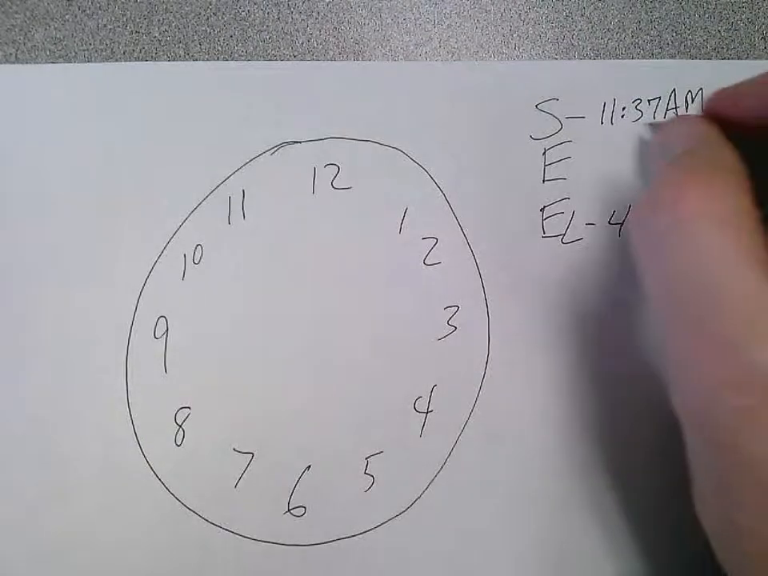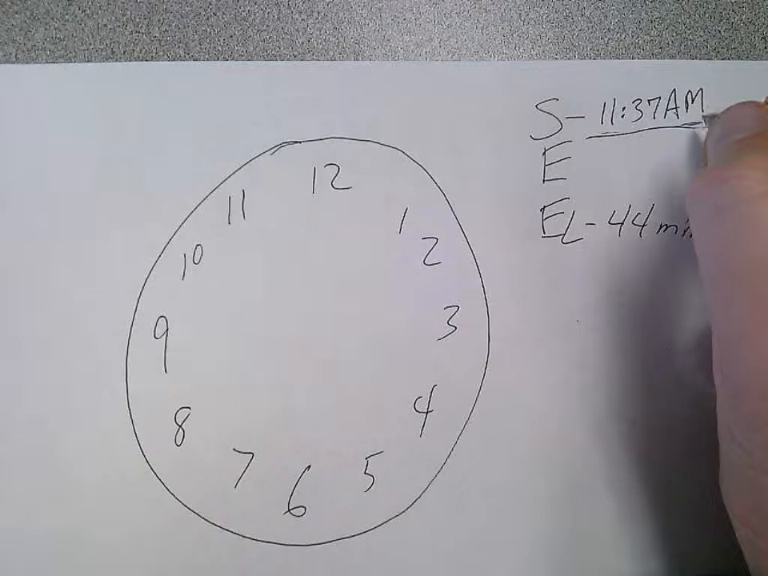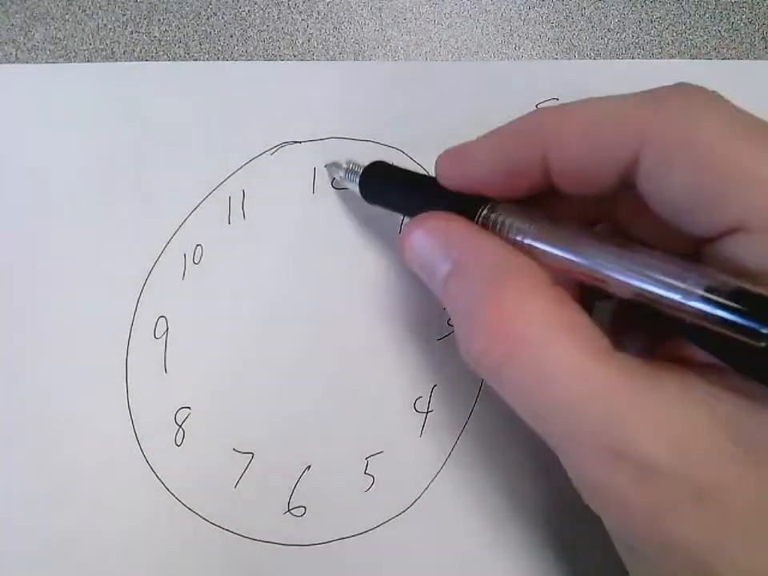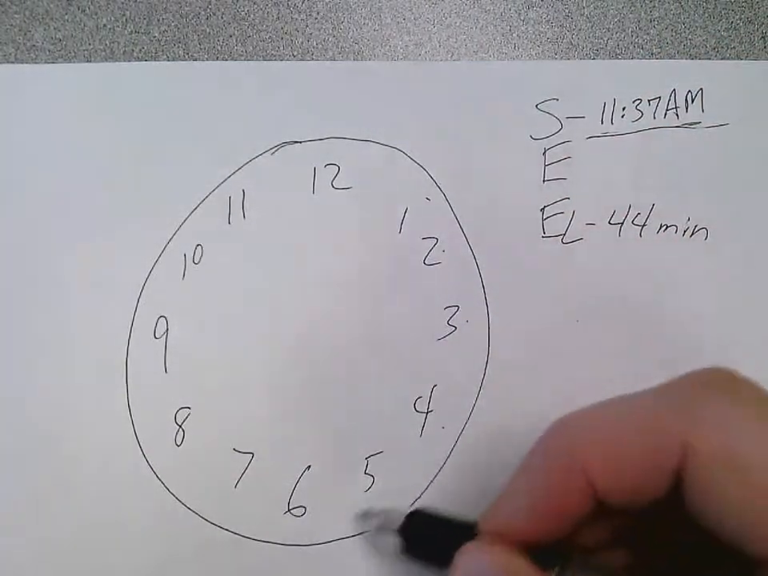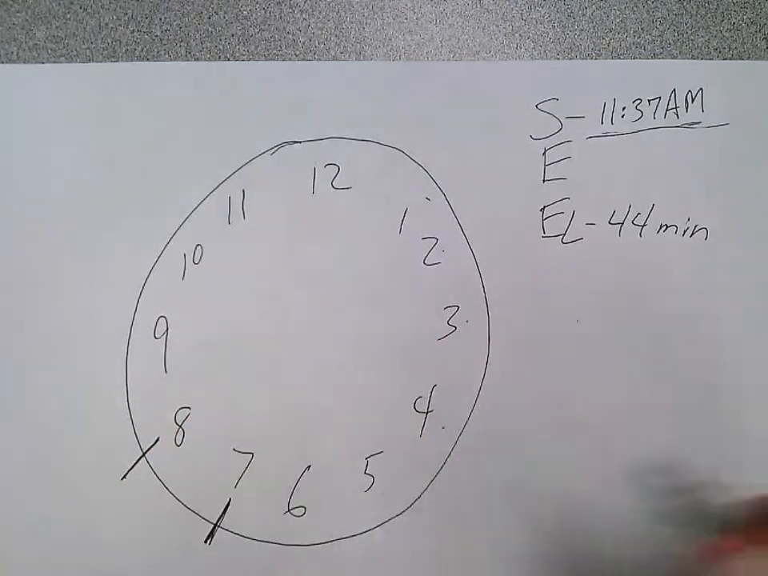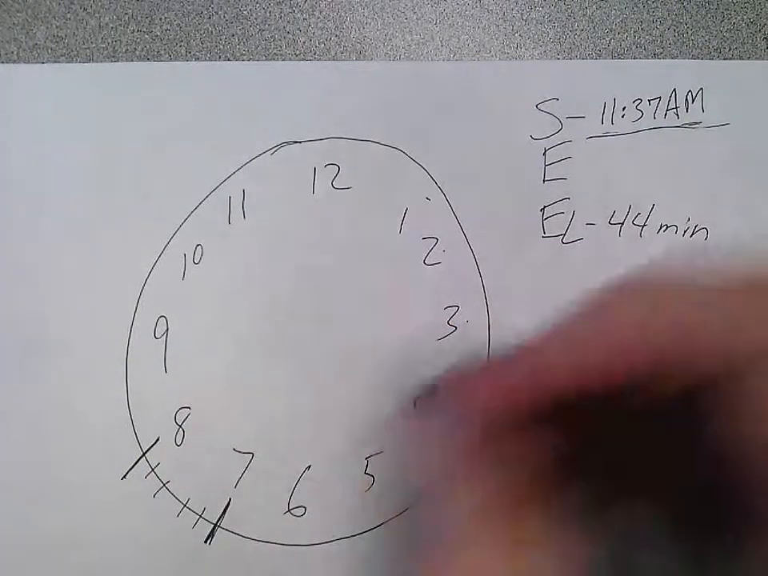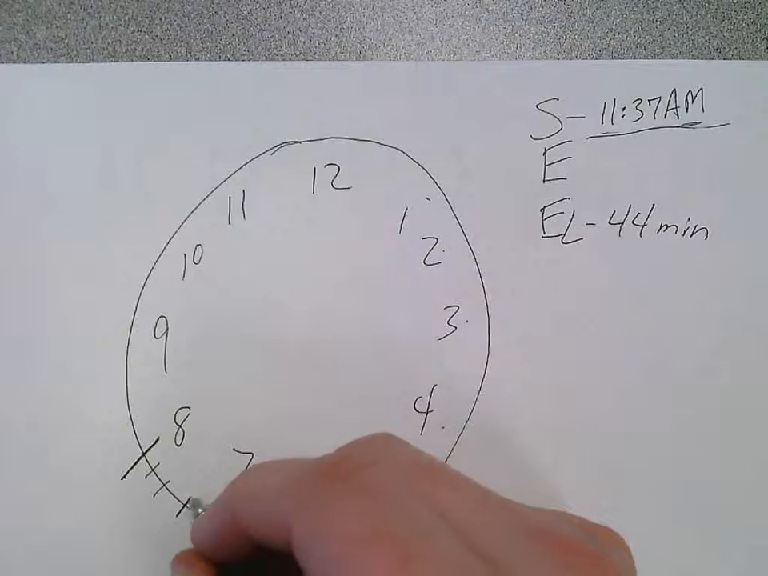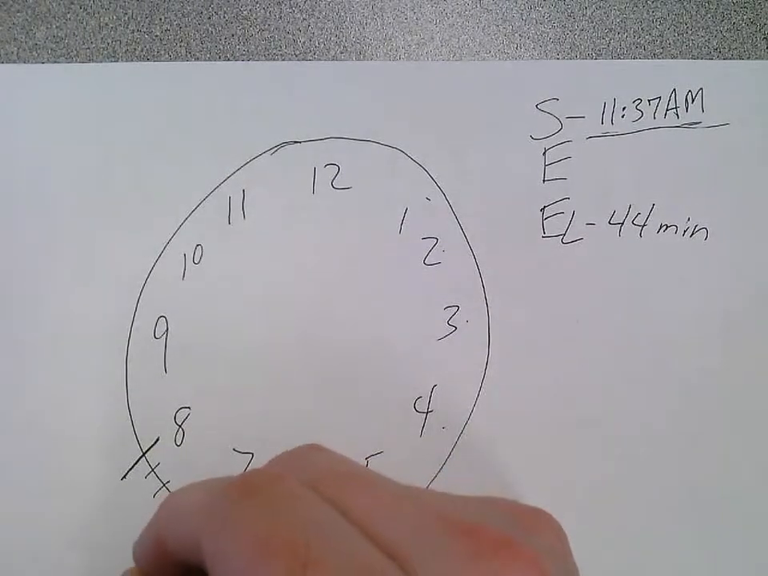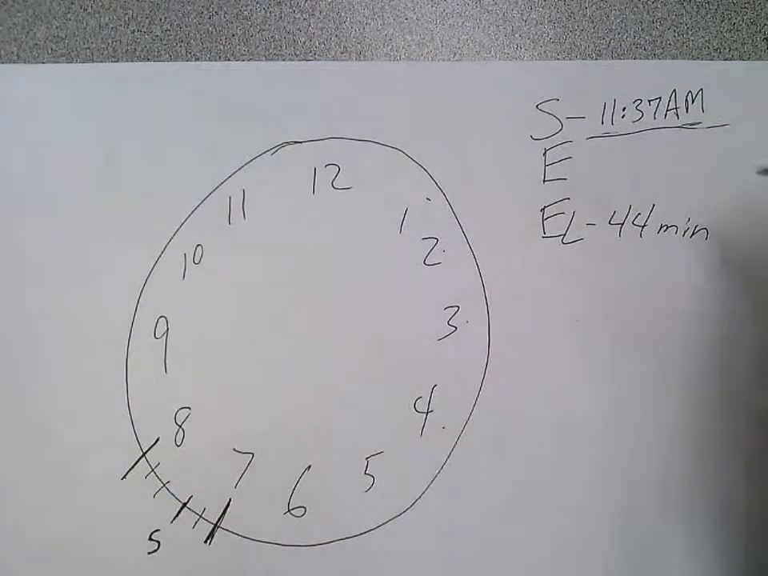So I mark down my start time minutes first. So 37. So that's 5, 10, 15, 20, 25, 30, 35. So it's going to be between 35 and 40. I make my 4 tallies right there. And 35, 36, 37. So right there is my start time minutes. So now I need to add 44 minutes on to the start time minutes.